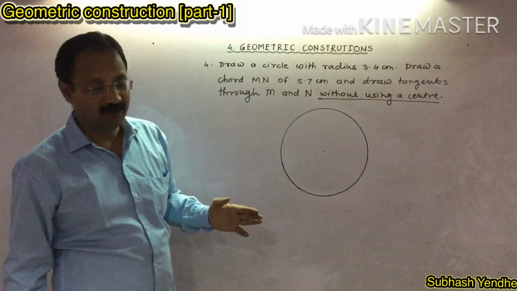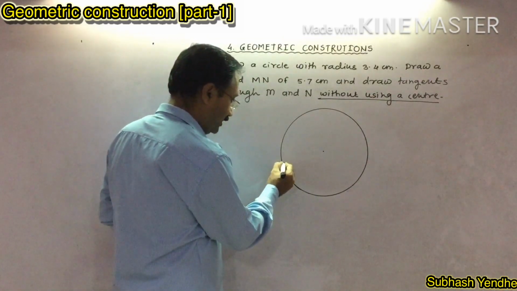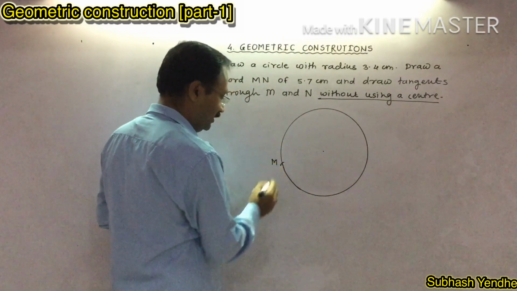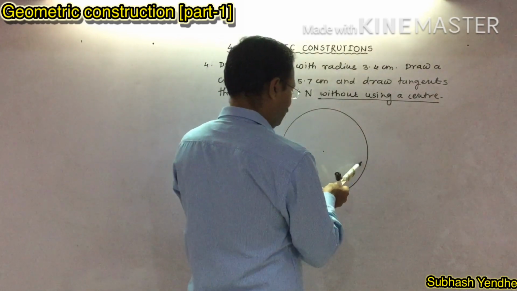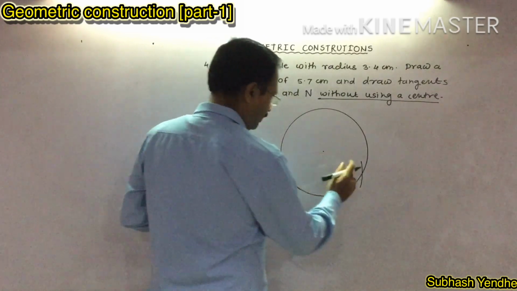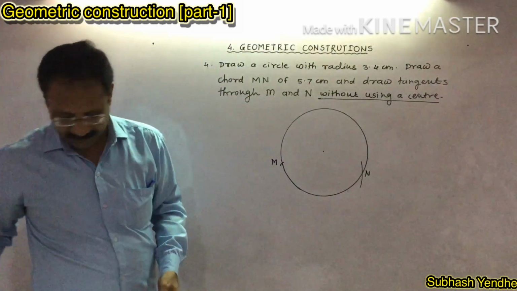So first you have to draw a chord. Here you have to draw the chord. So for that I am going to take the point M here. Now take the distance 5.7 centimeter and then make an arc here. Here I have taken the 5.7 centimeter. So now join it.